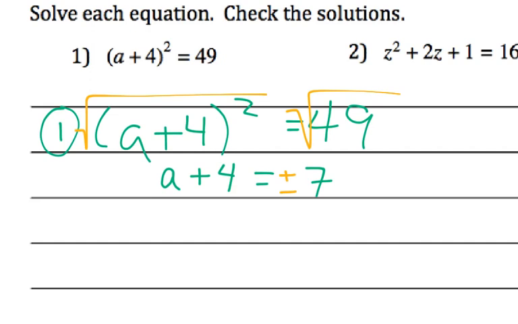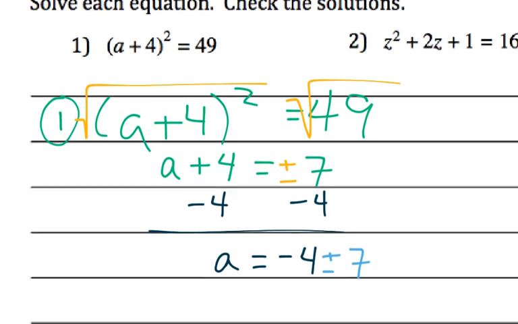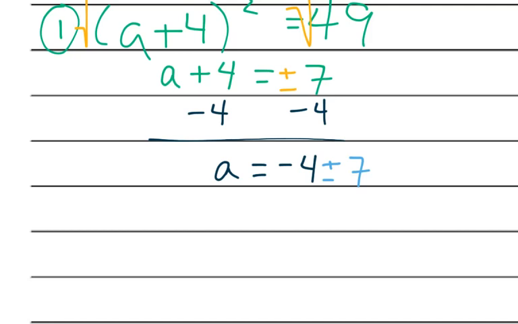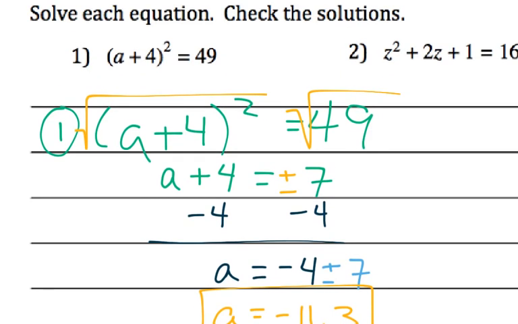Now, we still don't have a by itself. I'm going to subtract 4 from both sides. That leaves me with a is equal to, but here's how I have to write this. The negative 4 is just negative 4, so I'll write that first. The plus or minus 7, that's where the plus or minus is attached. So I'm going to write plus or minus 7. And since I can add 7 or take away 7, I'm not going to leave it written that way. I'm going to write a is equal to, well, negative 4 minus 7 is negative 11, while negative 4 plus 7 is positive 3.